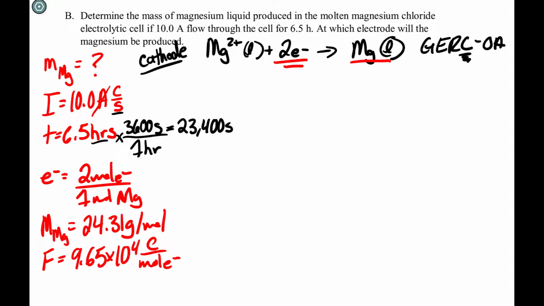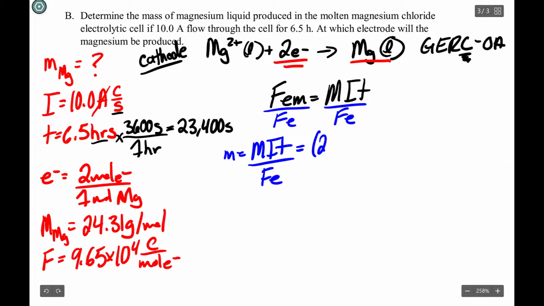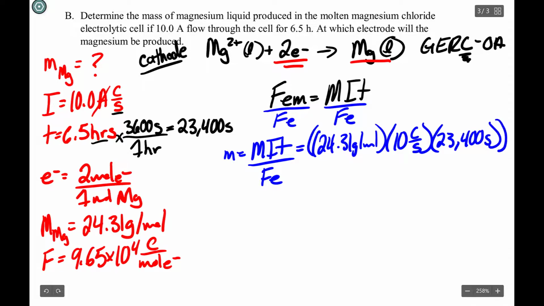Okay, so if I was to use FEMMIT, I would rearrange this by dividing across the F and E to isolate M. So now M is equal to MIT all over FE. Substituting that in would be 24.31 grams per mole. My current was 10 coulombs per second. My time was 23,400 seconds. I would double bracket the top.